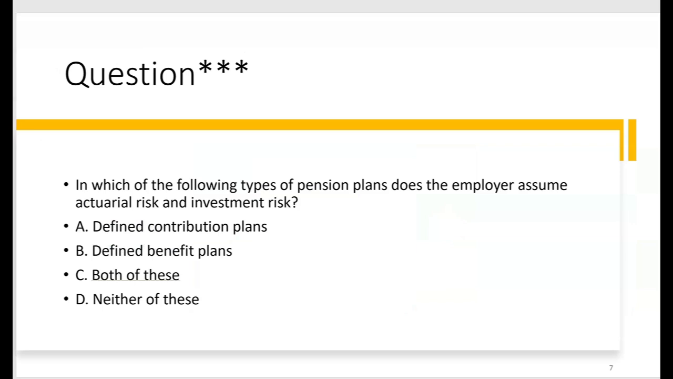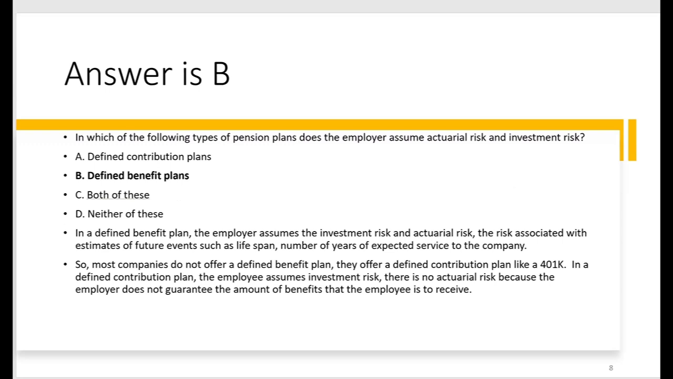So what if they ask you this? In which of the following types of pension plans does the employer assume actuarial risk and investment risk? And that would be the defined what? That would be the defined benefit plan, letter B. So in a defined benefit plan, the employer assumes the investment risk, the actuarial risk also. The risk associated with estimates of future events, such as lifespan, number of years of expected service to the company, those are actuarial risks. Investment risk is the risk that the money didn't grow to enough by being invested in this or that, and so the employer has to make up the difference.